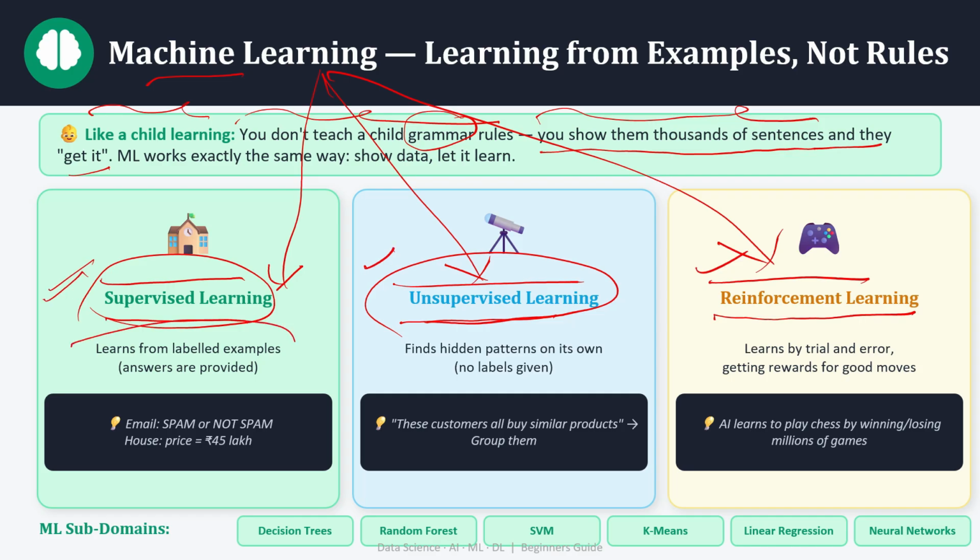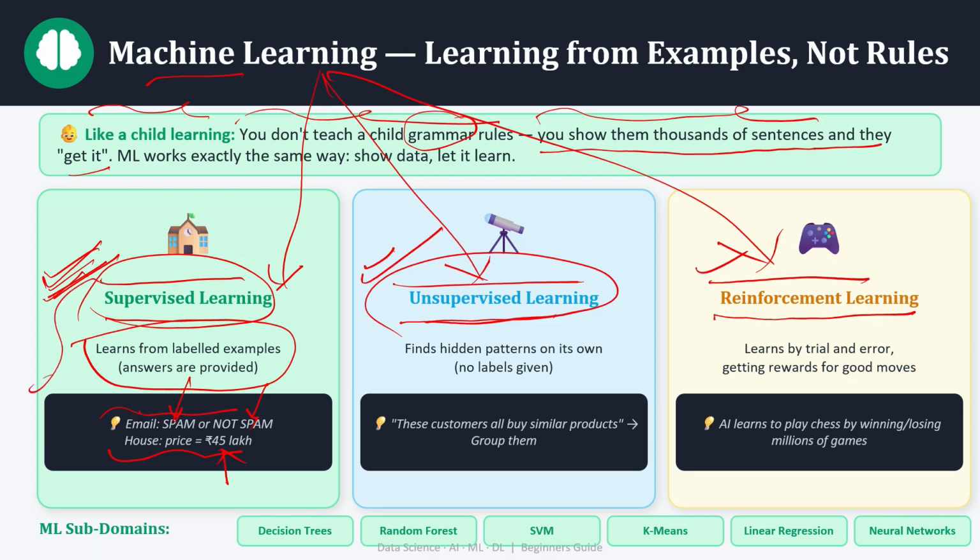Supervised means learning from labeled examples, where answers are provided. The name is very clear: it is supervised. That means we have given some input and based on that it is going to make decisions. Like email: spam or not spam, house price: 45 lakh. So I'm giving the specific data, spam, not spam, 45 lakh. So this is supervised learning. Why supervised? Because we are giving the specific data. We know the data and we are providing it as an input.